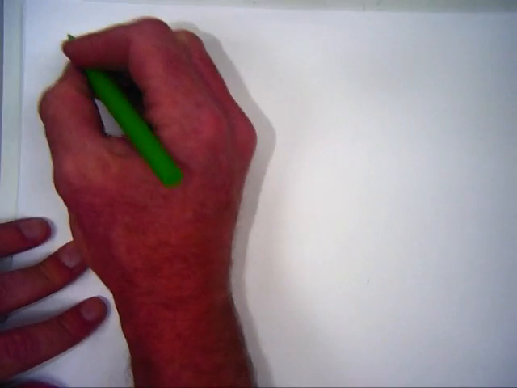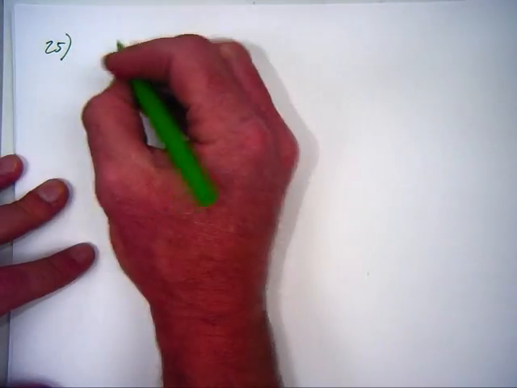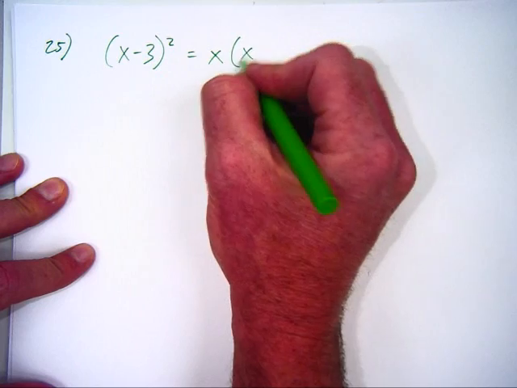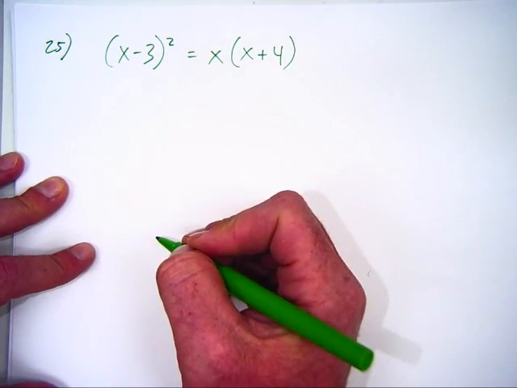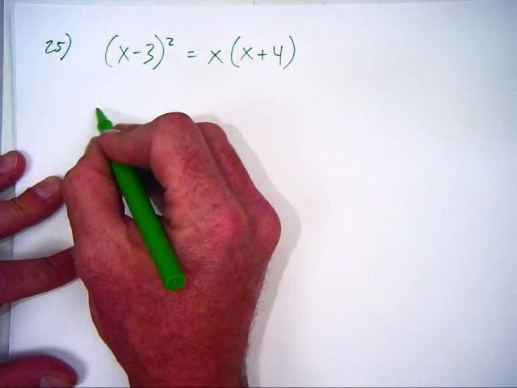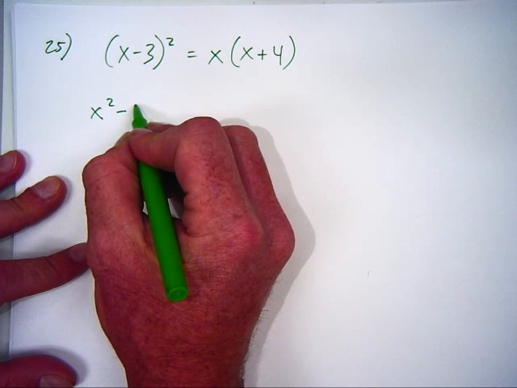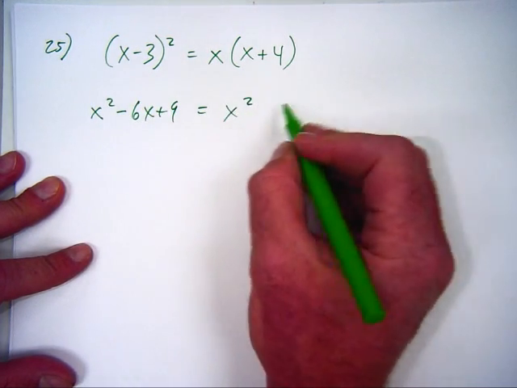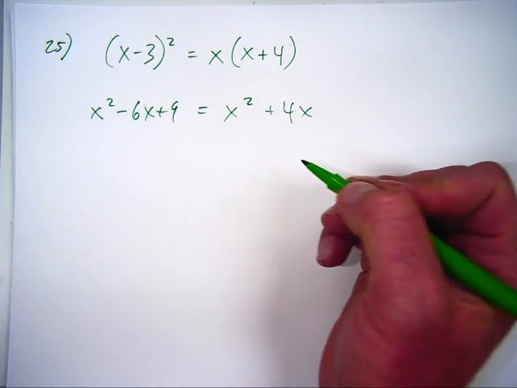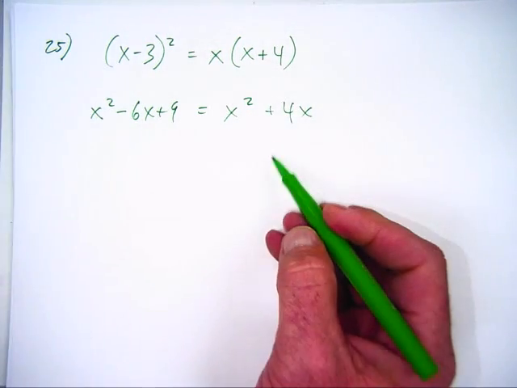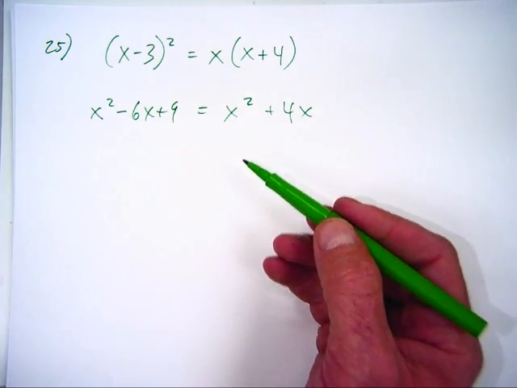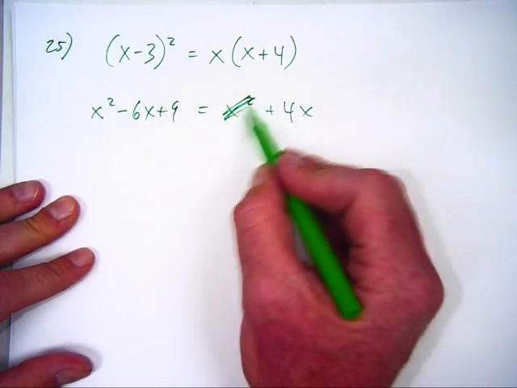Let's look at number 25. We got quantity x minus 3 squared equals x times x plus 4. I'm going to have to FOIL this out here. I'm going to get x squared minus 6x plus 9 equals x squared plus 4x. You would think we have to set this to 0. We can always set it to 0 and solve it. That'll be fine. We don't have to in this case because the x squareds are going to go away.